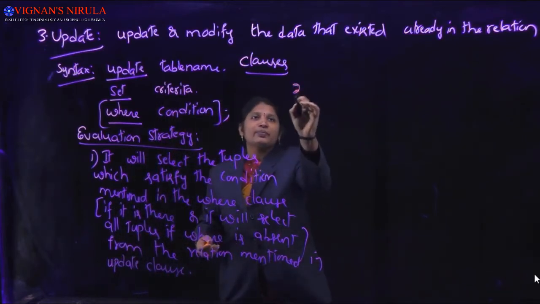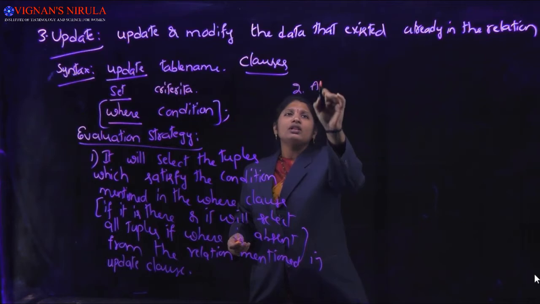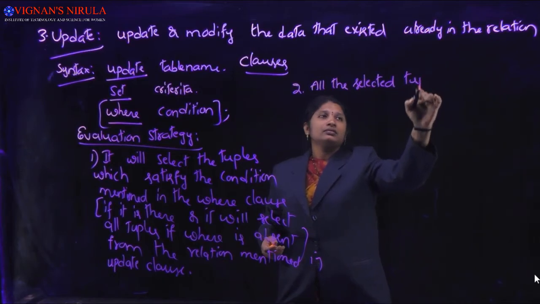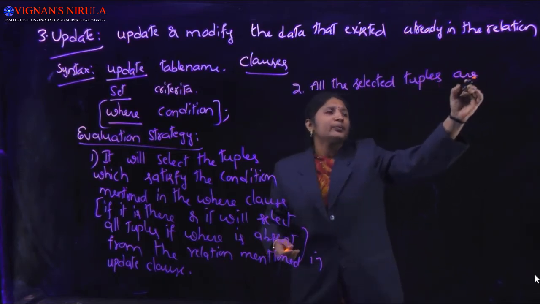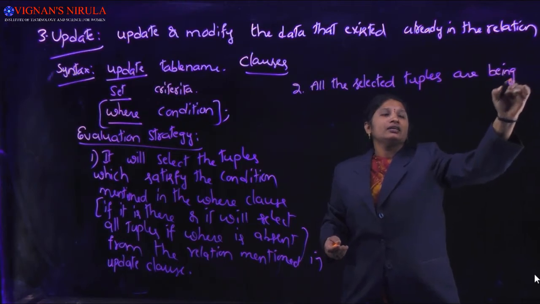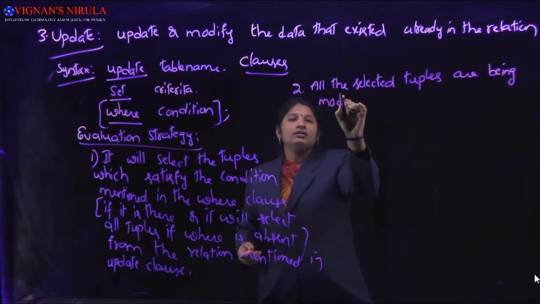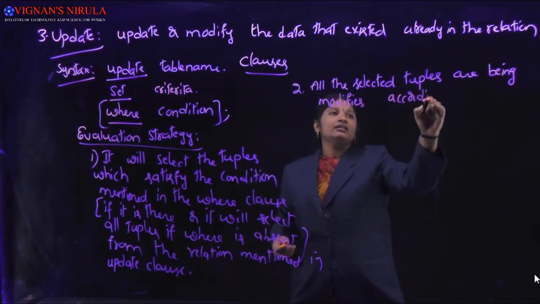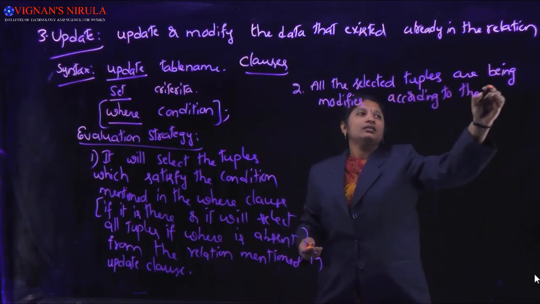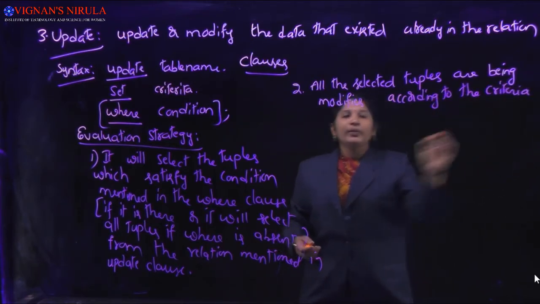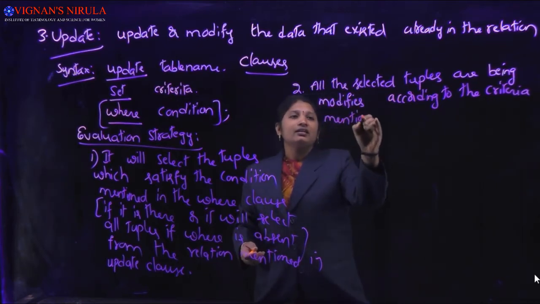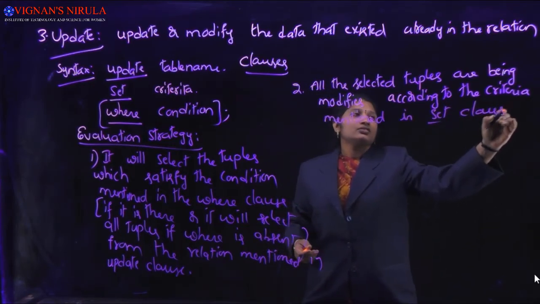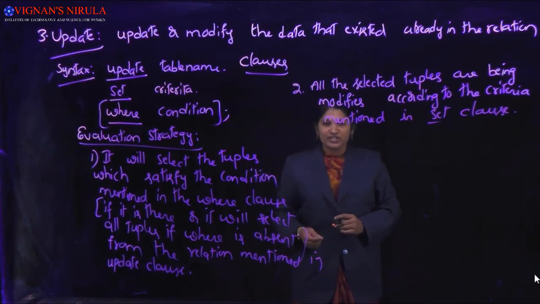So the second step in the evaluation strategy is that all the selected tuples are modified according to the criteria mentioned in the set clause. So these are the two steps of how the update command is executed.